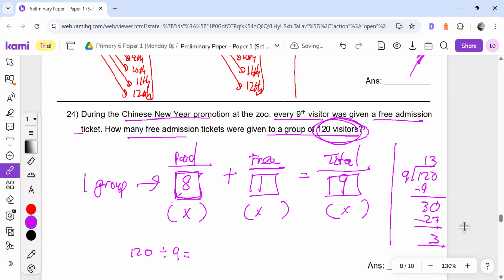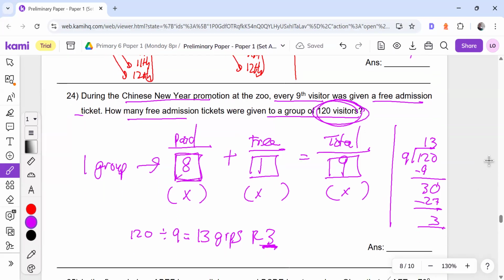So what is 13 remainder 3? 13 groups and remainder 3. What is that 3? There are 3 visitors who must pay money. Because you need to have 8 visitors, then you have one more person who gets a free ticket. But you only got 3 visitors who cannot form a group. So remainder means cannot form a group.